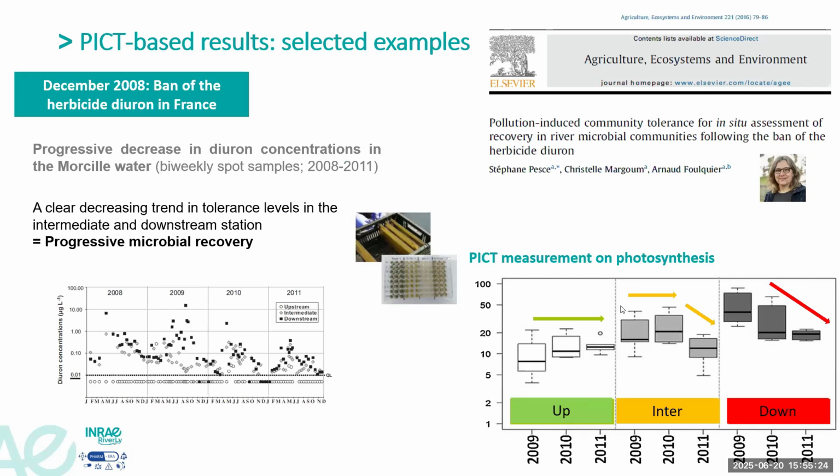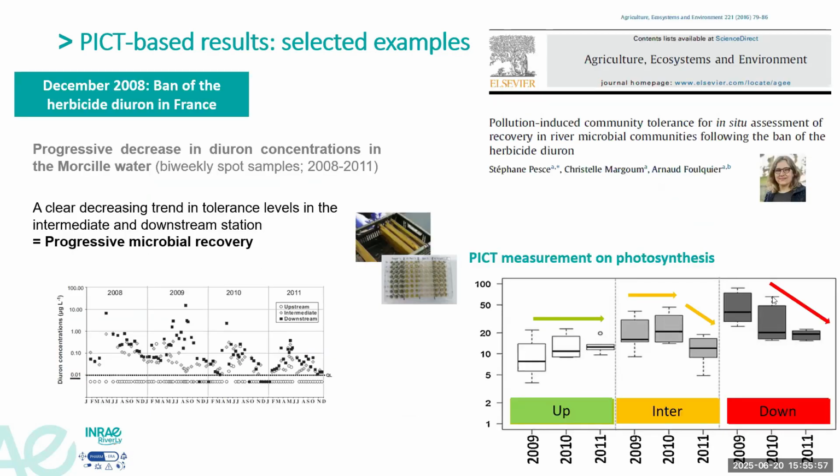So I continued to collect periphytic communities monthly for almost 4 years, and to measure the tolerance of the communities. It was quite a huge amount of work. You can see upstream, and the box plots were made using all the values that were obtained during the year. So these are box plots prepared using the 12 values from each year.